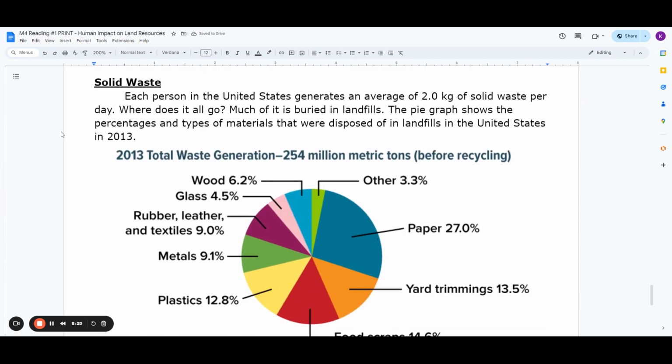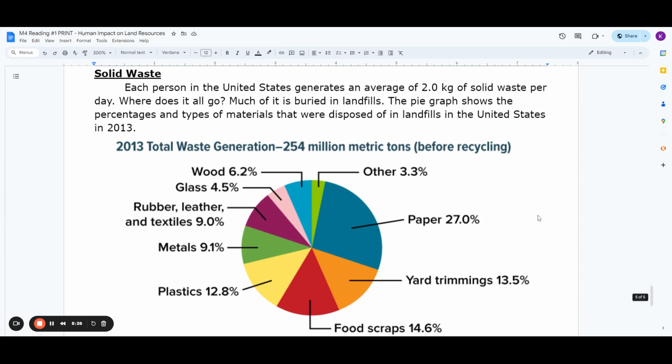Solid waste. Each person in the United States generates an average of 2.0 kilograms of solid waste per day. Where does it all go? Much of it is buried in landfills. The pie graph shows the percentages and types of materials that were disposed of in landfills in the United States in 2013.